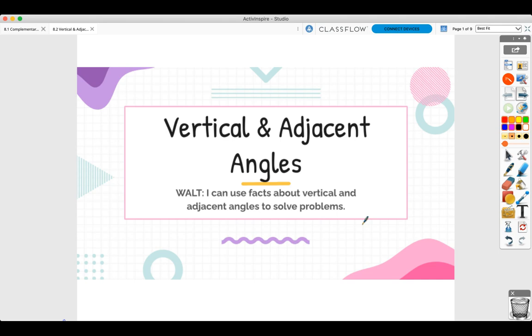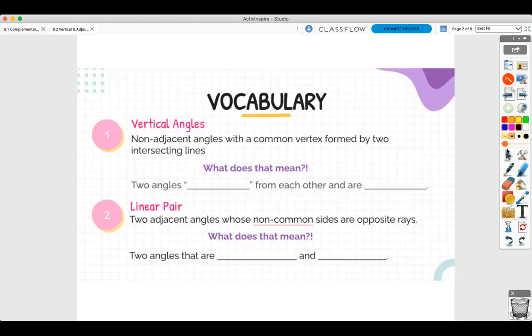Hi students, today's lesson is going to be on vertical and adjacent angles. You can use facts about vertical and adjacent angles to solve problems. Let's get started. So let's do some vocabulary.